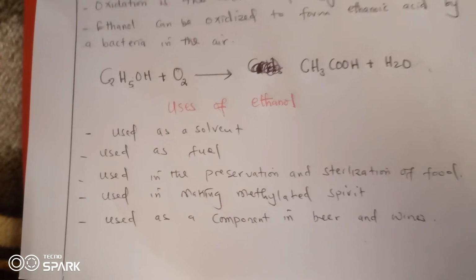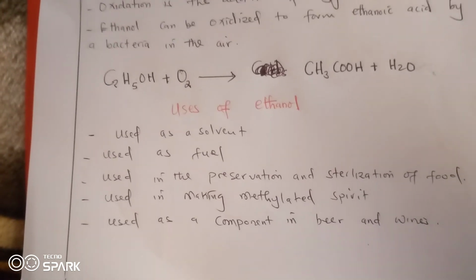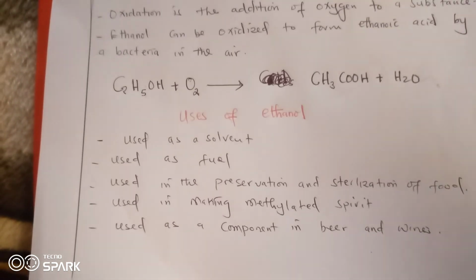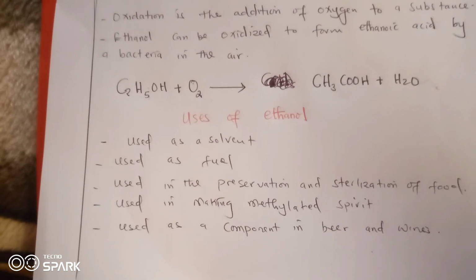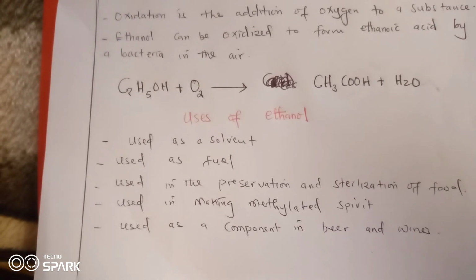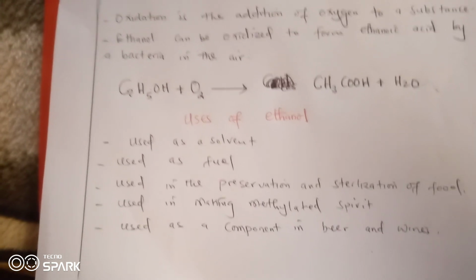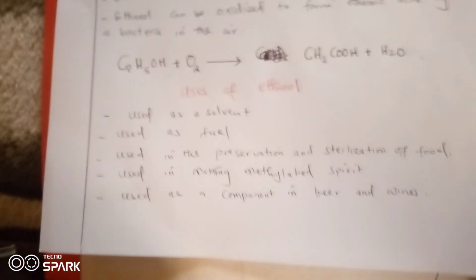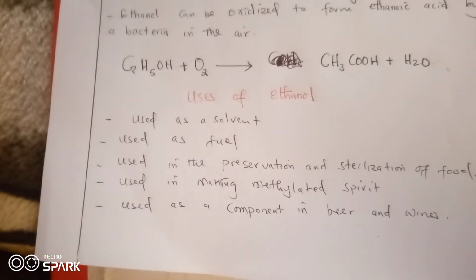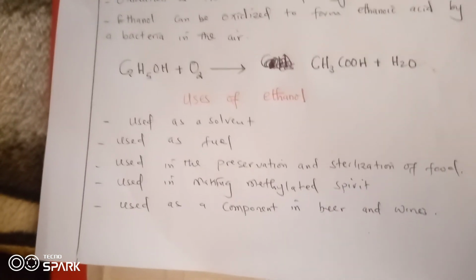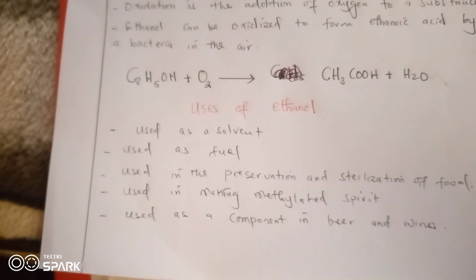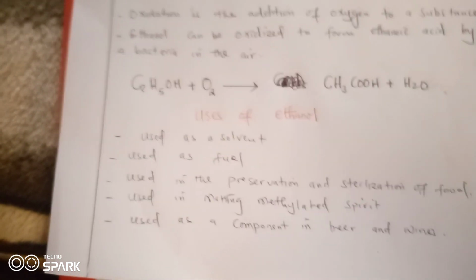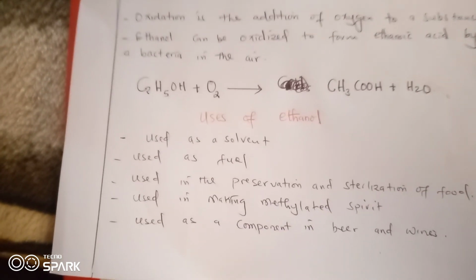Then it's used in making methylated spirit. We are very familiar with methylated spirit, all of us. Used as a component in beer and wines. I'm sure in beer, when you buy, you see written 4% alcohol, 25% alcohol. So they are used in those beverages. Now, remember that these uses apply to other alcohols. So sometimes if they ask you about other alcohols, they can be used as solvents, they can be used as components in beer and wines. They can also be used as preservatives. So we can still give these answers to other questions regarding alcohols.